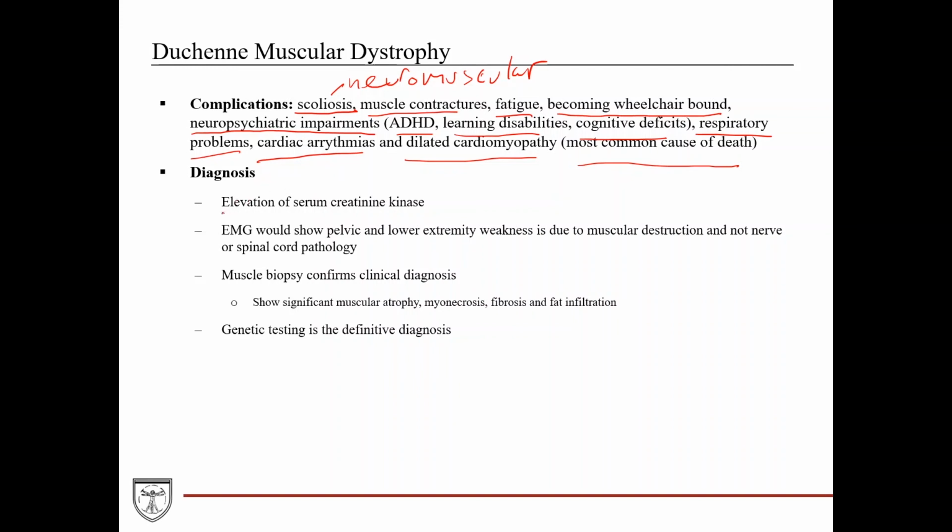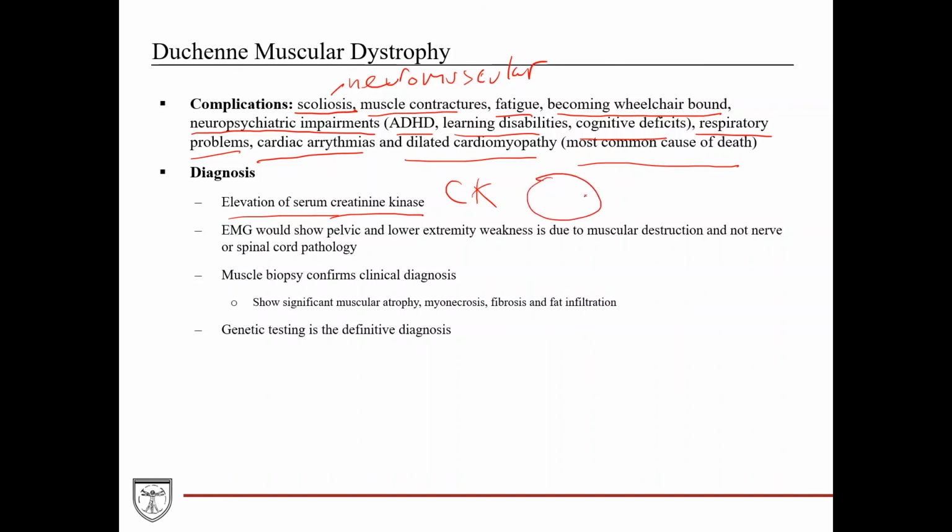And then as far as the labs go, what you'll do is you'll test for serum levels of creatine kinase. And so you'll see elevation of that. Now, creatine kinase, or CK, is found in particularly high concentrations in the muscle cells. And so usually you don't see very elevated levels of this in the serum normally.